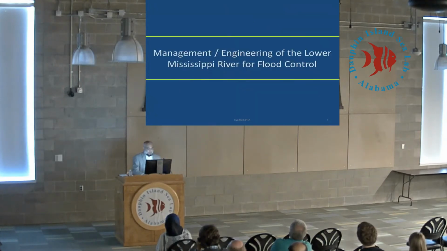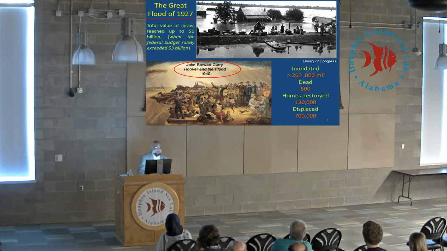So, management and engineering of the lower Mississippi. I will talk to you about the role of the river as such. Any fluvial system, right from the dawn of civilization, is mainly used for navigation, commerce and resource utilization. That is a very common utilization of a river. But what happened in 1927, the great flood of 1927, was a great devastation. It inundated almost 250,000 square miles, with 500 dead and 700,000 more displaced.